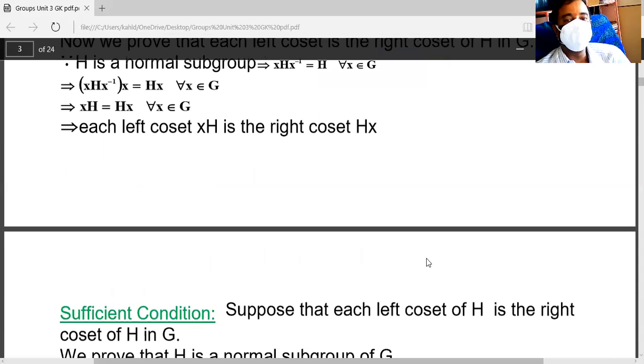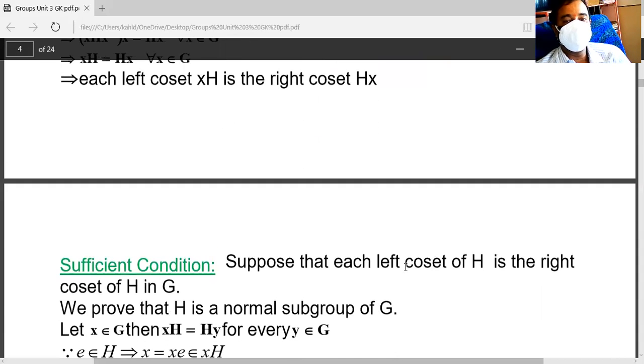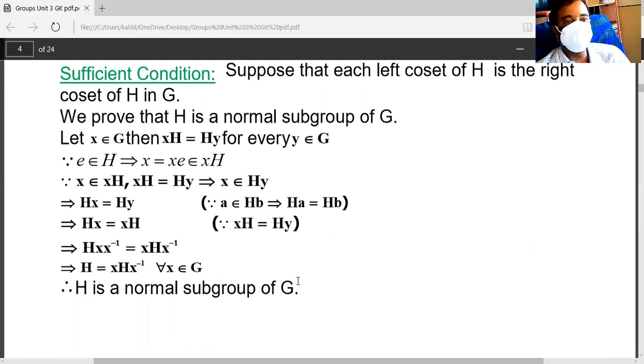What is the sufficient condition? We have to take that each left coset is a right coset. Then we want to prove that H is a normal subgroup of G. Okay, right. For that, I am taking what is given, that each left coset is a right coset. We have to use this condition. For that, for x belongs to G, I am taking that xH is a left coset, and Hy for every y belongs to G is a right coset. xH is equal to Hy, that means left coset is equal to right coset. I am taking that left coset is equal to right coset. What we want to prove? That H is a normal subgroup of G.